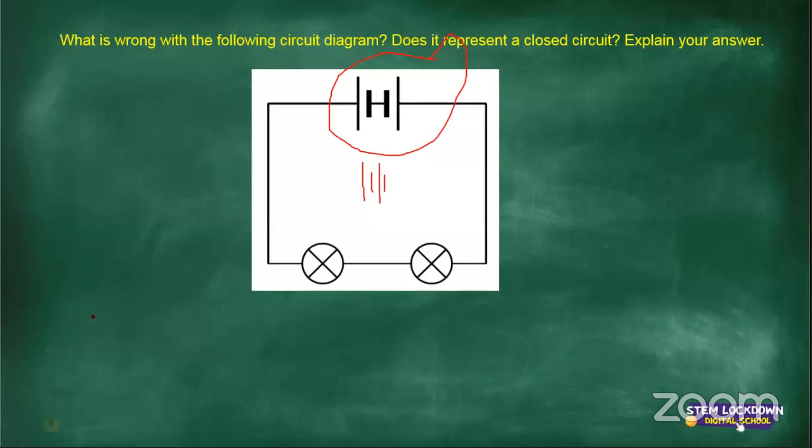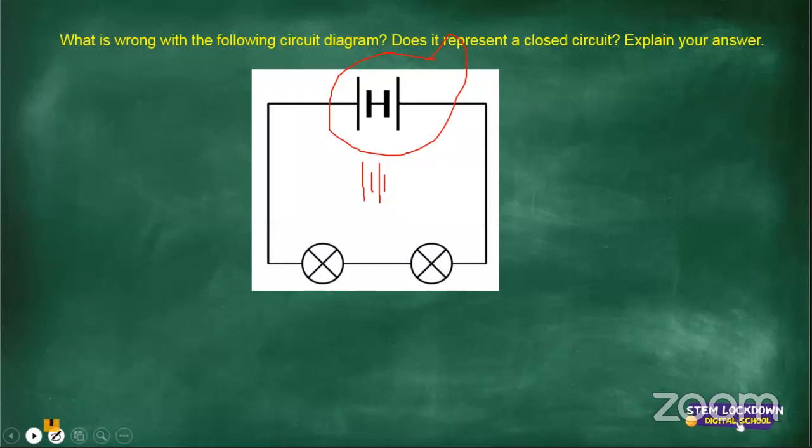Ma'am, I also have a question about the previous circuit that you were showing us. Is it normal to use one switch for 2 bulbs? Yes, you can use one switch for 2 bulbs. It's no problem. The bulbs will just make it brighter. Okay, thank you.